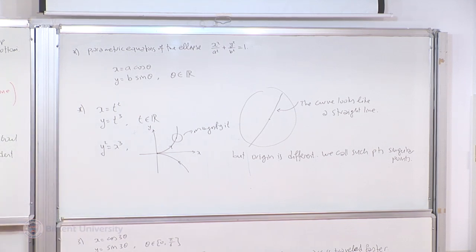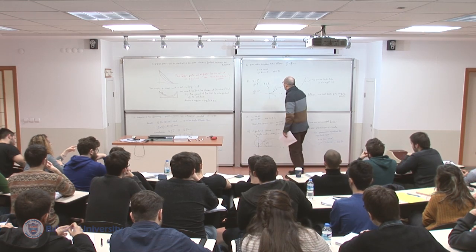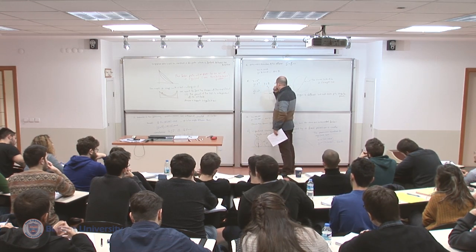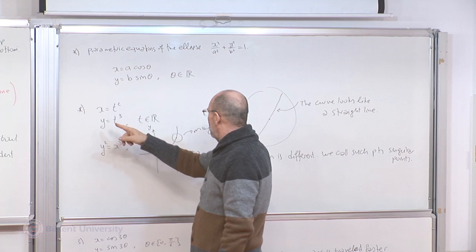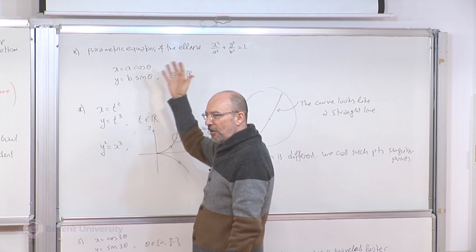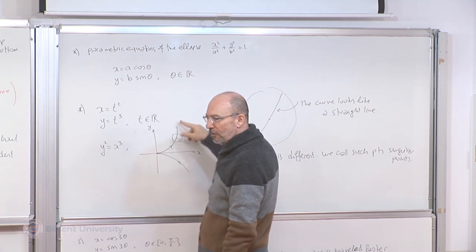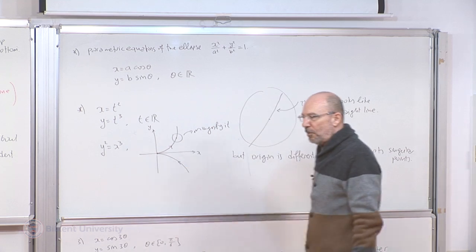Can you repeat how we determine the direction of the curve? Well, when t is positive, y is positive, and they are both increasing. So when t is positive, we are here. When t is negative, you must be here.